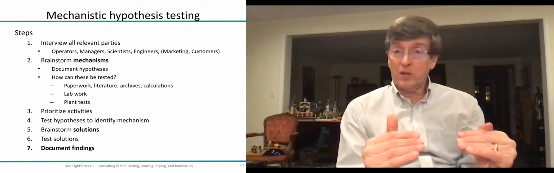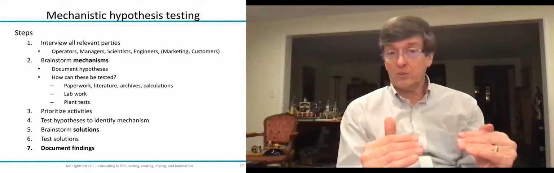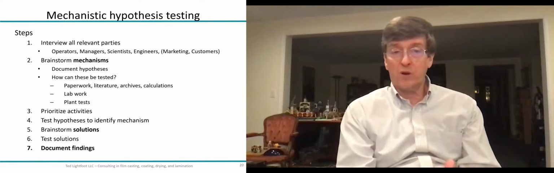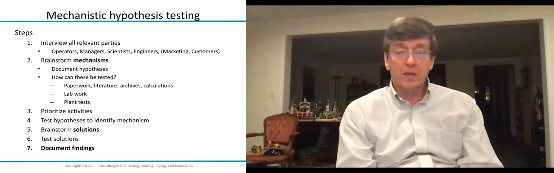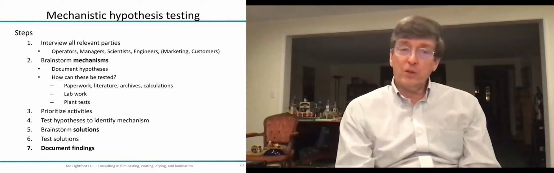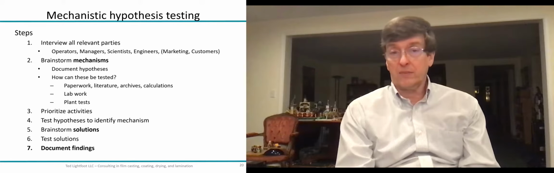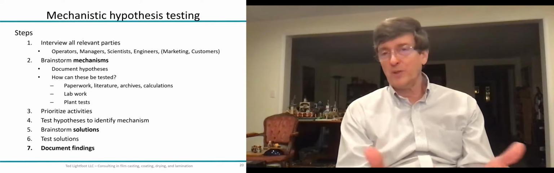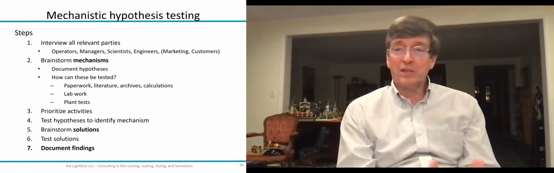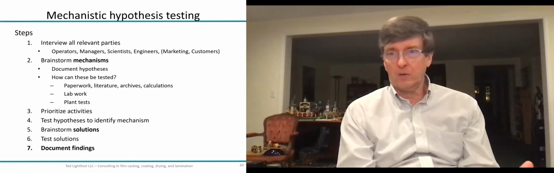Then you have to prioritize what you're going to do and come up with an action plan. And you test the hypotheses in order of priority to identify the mechanism. Now that you know what's causing it, then you go back and look at how could you solve it. And you brainstorm those and you test the solutions. You might winnow the solutions a little bit too to get the acceptable ones. And then step 7, which is in bold, is document what you've done.